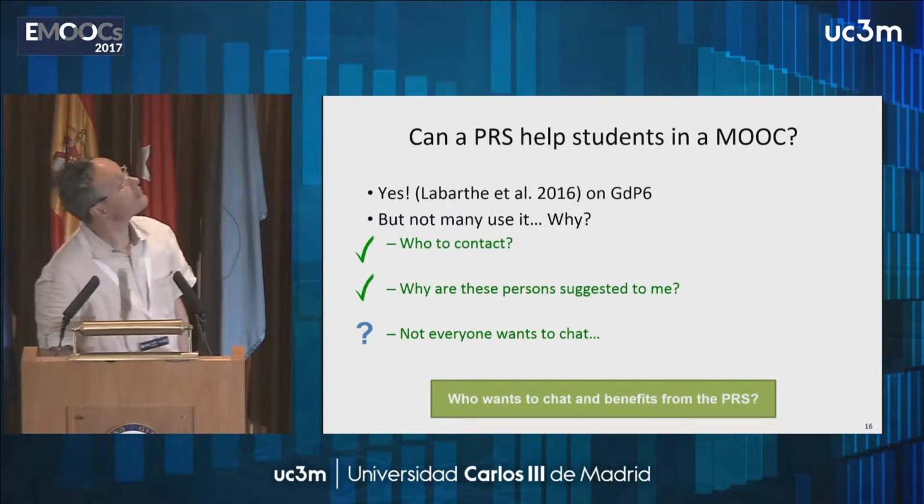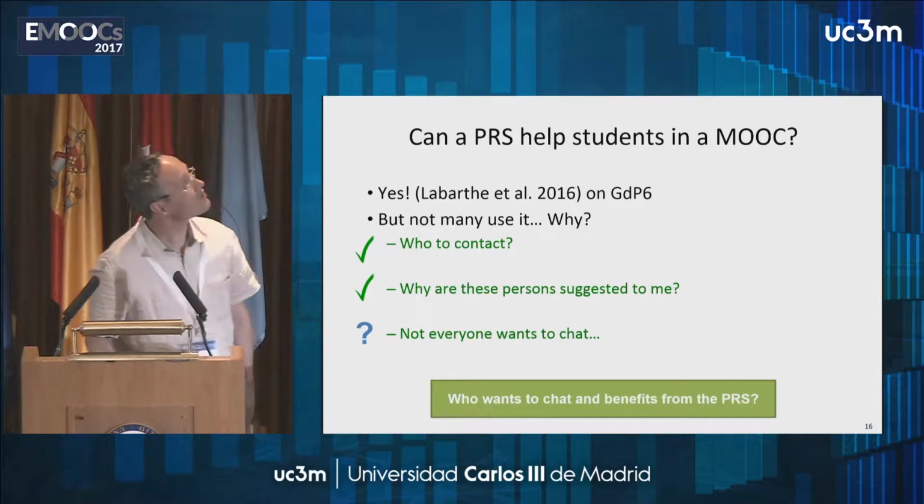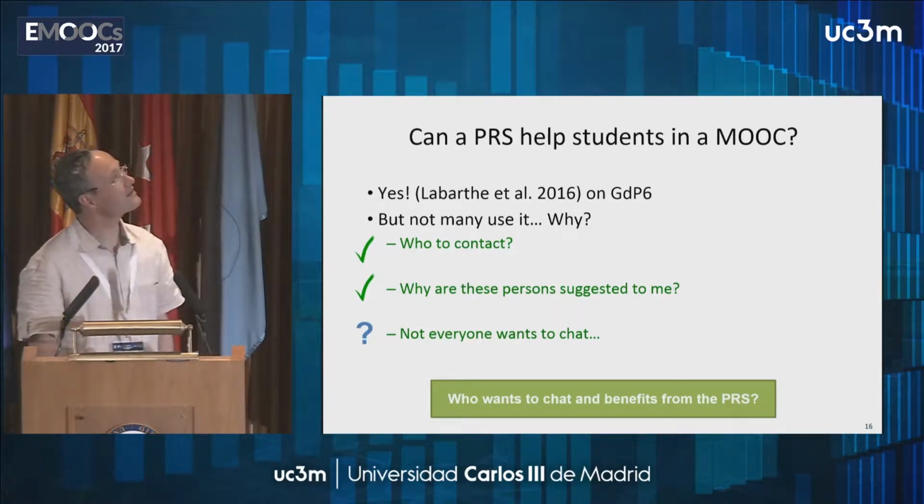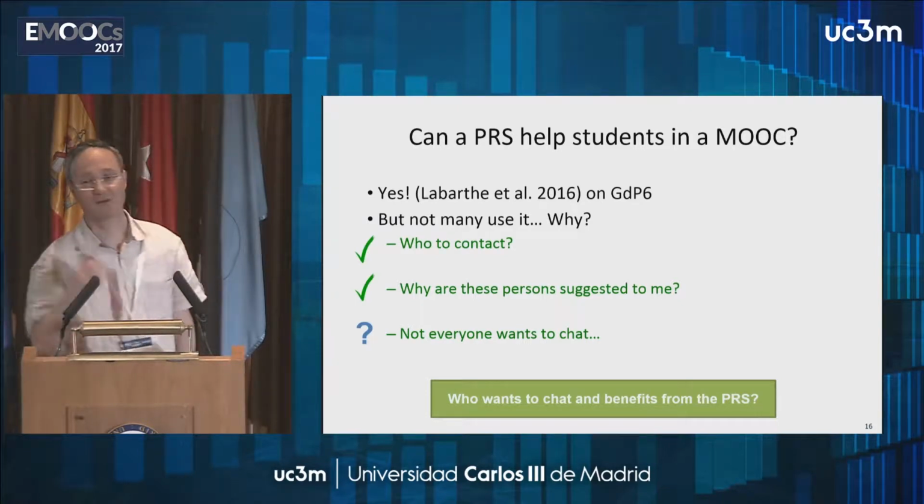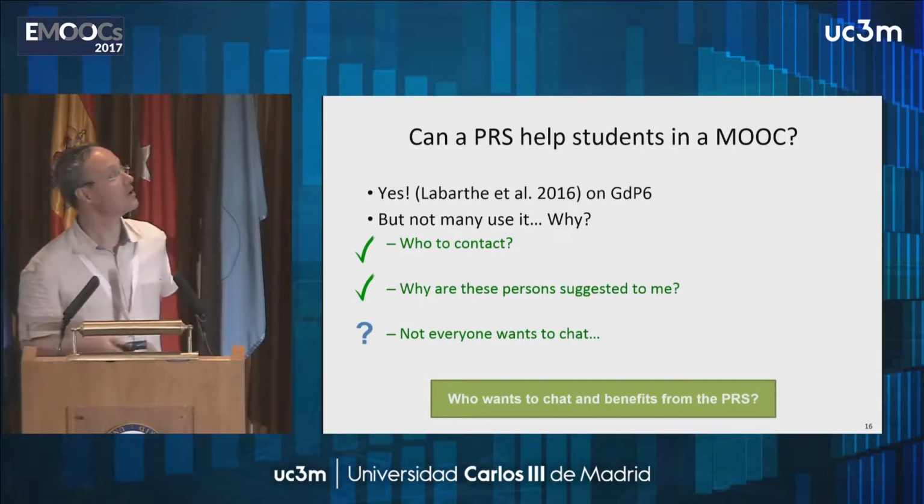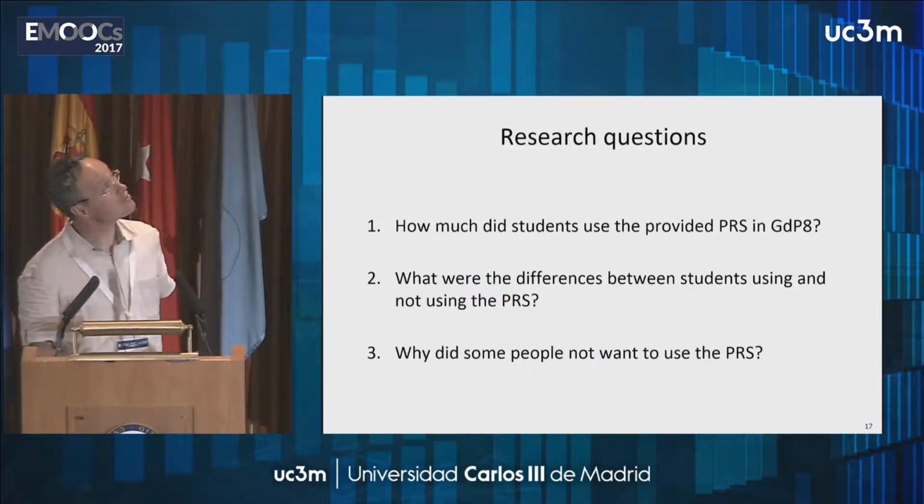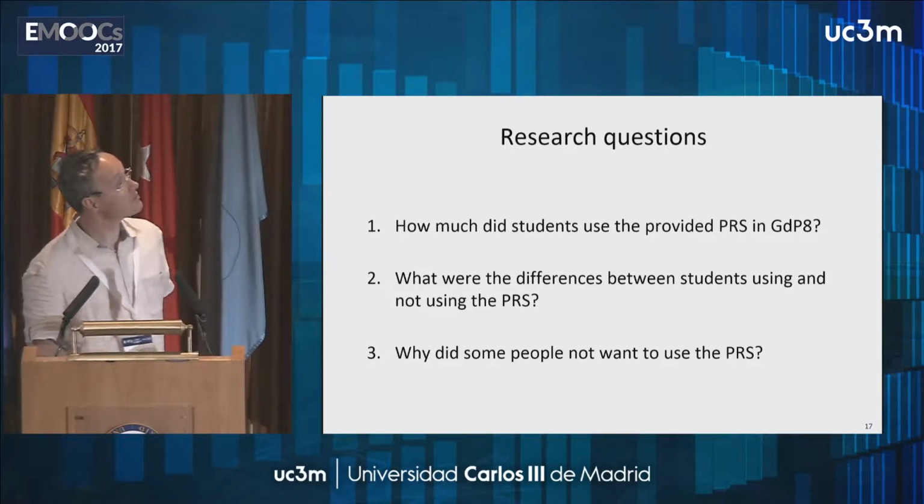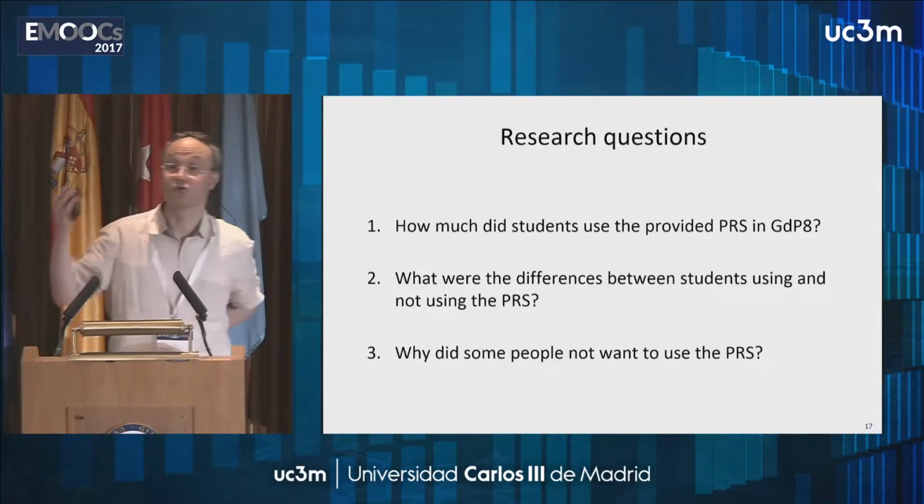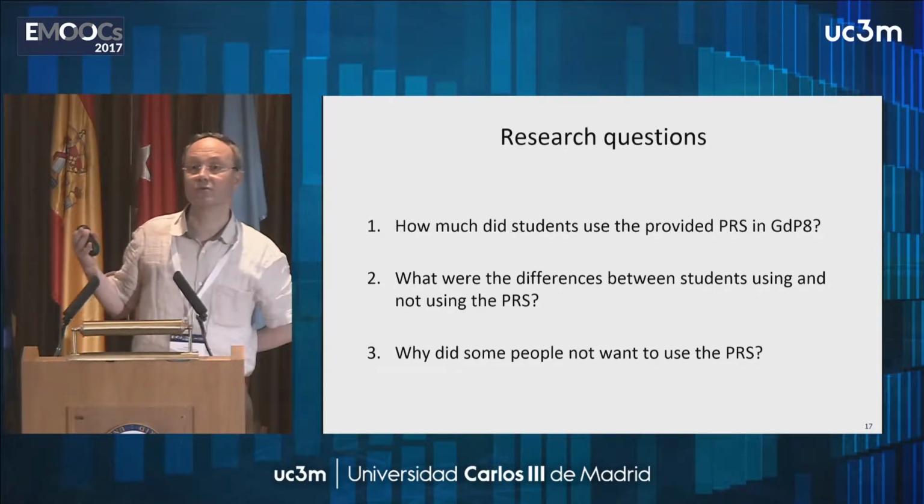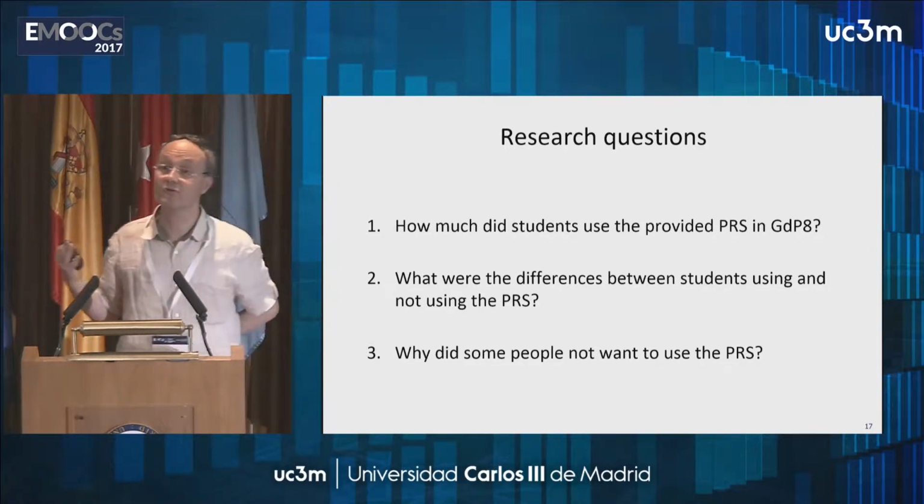So, does the PRS help students in a MOOC? The questions are who to contact. We try to correlate the use of this recommender with other variables. So, question number 1, how much did students use the personal recommender? What were the differences between students using and not using the recommender? And some students didn't use the recommender at all, so we asked the question, why didn't you use it?